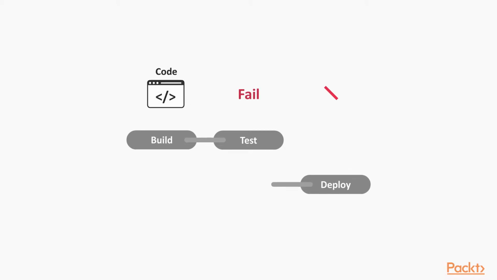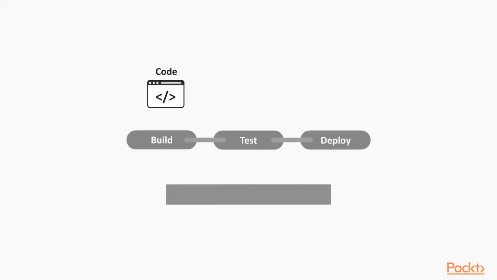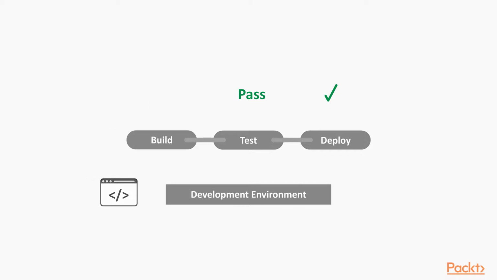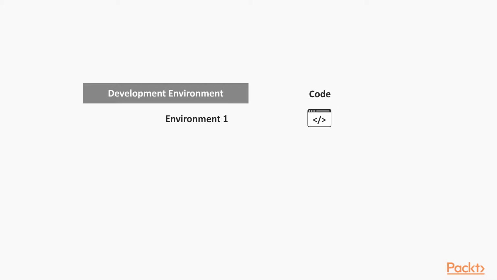If the code fails at any point, then it will cease to progress through the pipeline. If the code passes every phase, then it will be deployed into an initial environment like the development environment. From there, it can continue through multiple environments, depending on whether the code should progress. This is a good time to talk about Git and workflow.